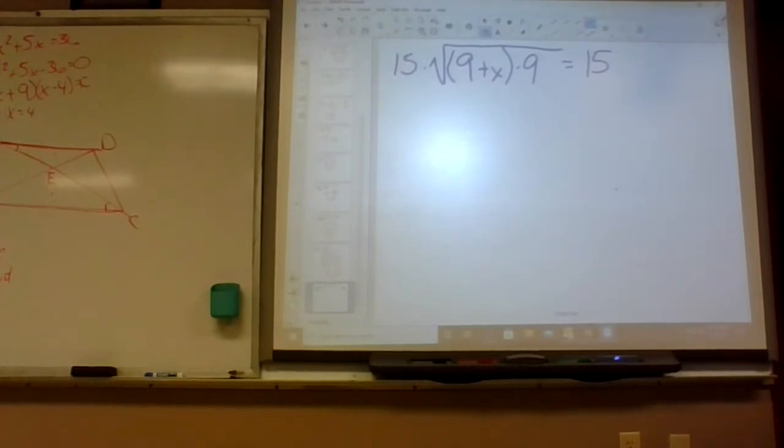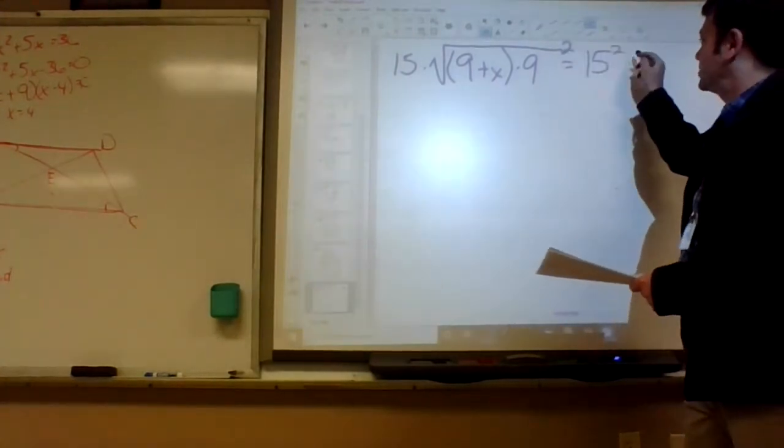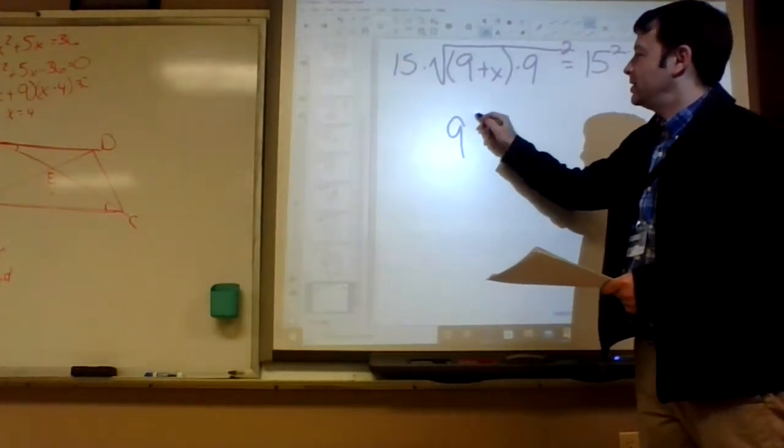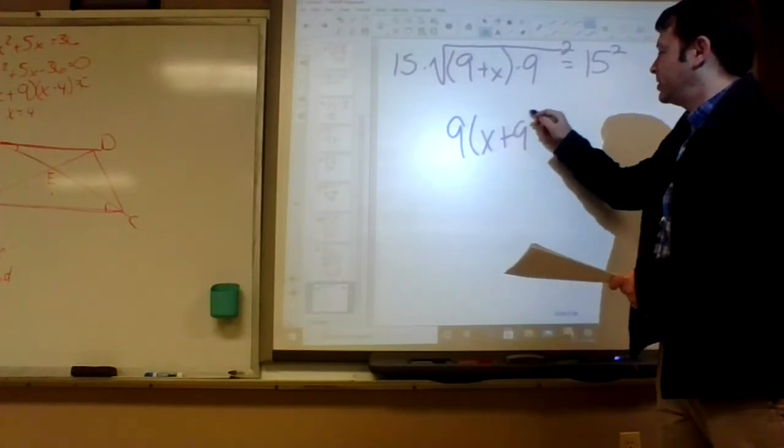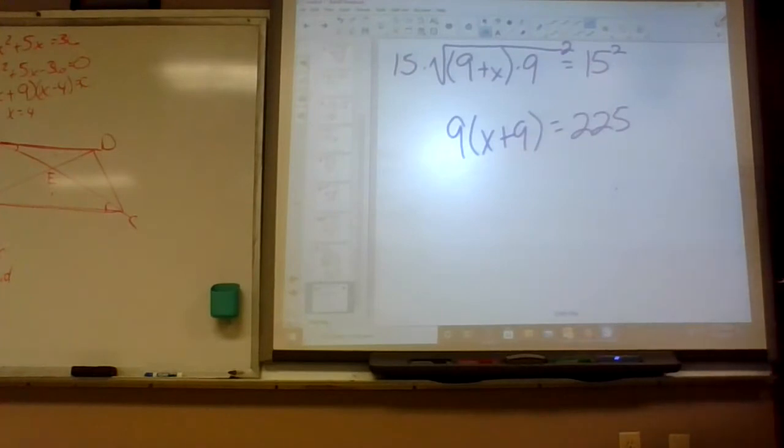All right, now what do we do? That's the hard part. Square both sides. Yeah, that gets rid of the square root. So it's 9 times x plus 9 times 81 equals 225. Oh, so close.